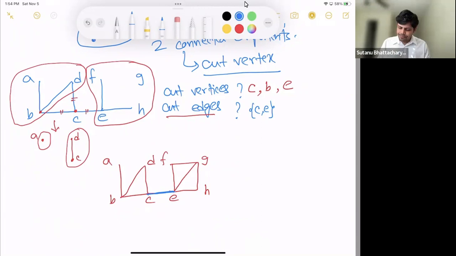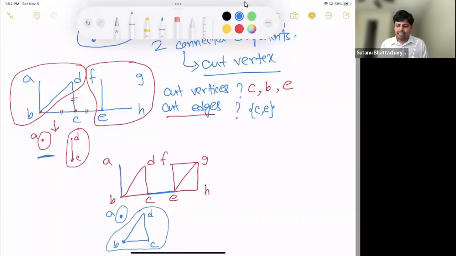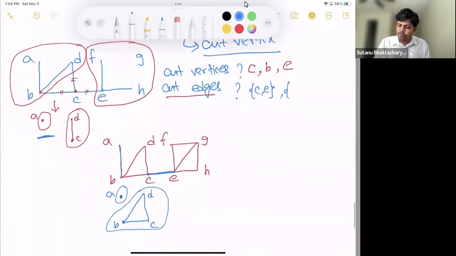Another cut edge would be here, AB, this one. If you delete AB, what will happen? You deleted AB, then it will look like this. So A here, and B, C, D. So this is one component, and this is another component. So it will also make the graph disconnected. So the cut edges would be AB and CE. So these are two cut edges.